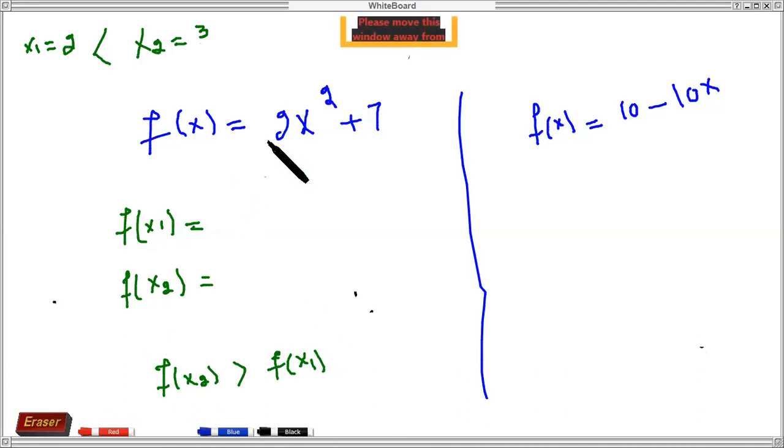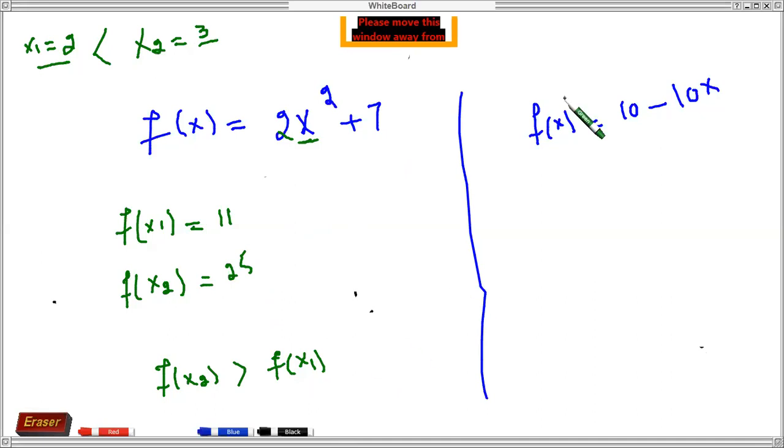So f of x1, let's suppose you have 2x square. If you give x is equal to 2, you can see here 2 square is 4, 2 times 4 is 8, plus 7 equal to what? 15. Yes, if you give x is equal to 3, 3 square is 9, 9 multiplied by 2 is 18, 18 plus 7 is 25. So which function is greater? You can see f of x2 is greater than f of x1. This condition is for increasing function.